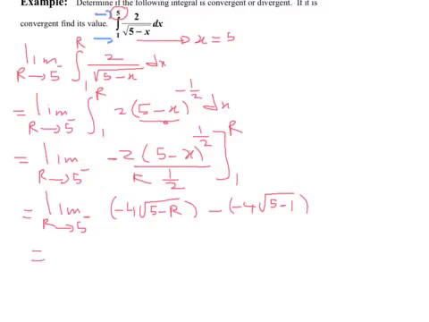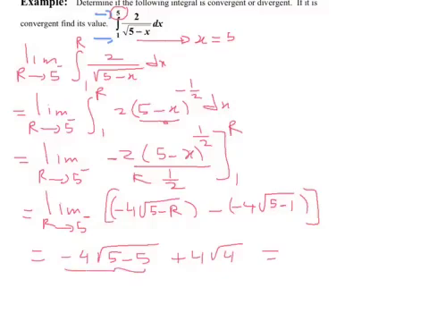which is equal to, now we are going to put r equal to 5 to calculate the limit, so it will be minus 4 square root of 5 minus 5, which is 0. This is a plus 4 root of 4. This is equal to 0, so it will be 4 root of 4, which is equal to 8. So this is a convergent integral.